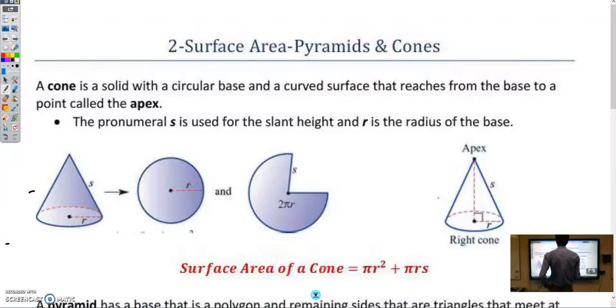All right, year 10. So today we are looking at the total surface area of pyramids and cones. A cone is a solid with a circular base and a curved surface. Think of an ice cream cone. The point is called the apex.